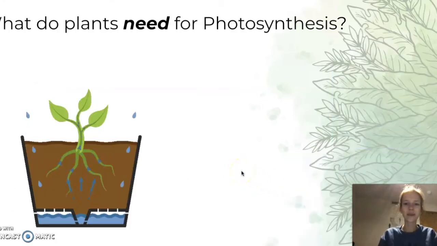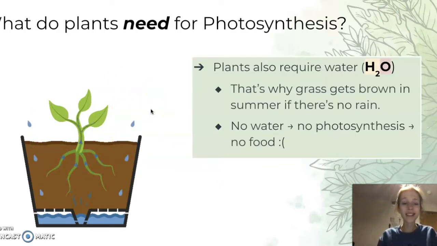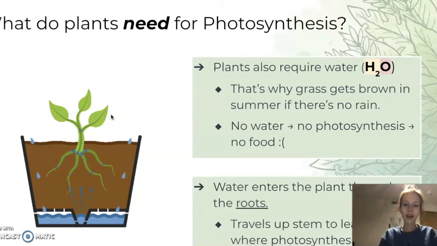What else do plants need for photosynthesis? Well, you can probably guess from this picture that one thing they need is water. That's why your grass gets brown in the summer if there's no rain. If there's no water, then we can't do photosynthesis, and the plant can't make its food or its glucose. Water enters the plants through the roots, like you can see here. It rains down and the roots soak up water in the soil. It travels up through the stems and out to the leaves where the photosynthesis happens.